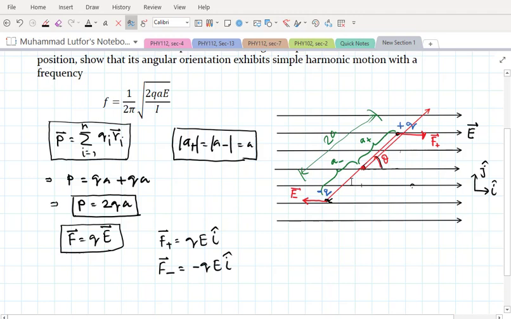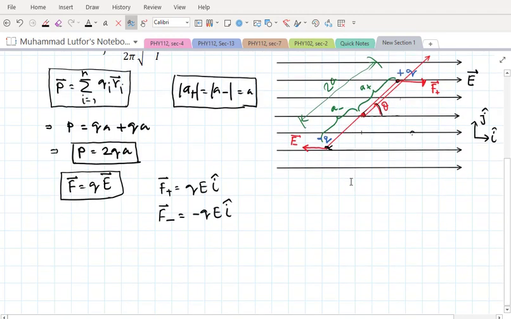Now how are we going to find this torque? The torque can be found using the formula, which is the definition of torque: torque is r cross F. Sometimes torque is also known as the twisting force, because it is necessary to rotate a system.